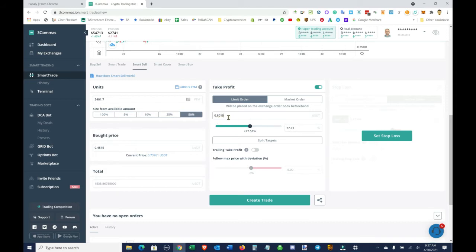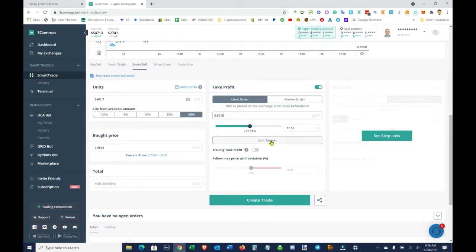It's good not to put in round numbers. It's good to have an odd number in there. But that's going to be 77% from this price that I bought it down here, which is what I was saying about why it helps to have the correct number in there. So this is going to be 77% up.